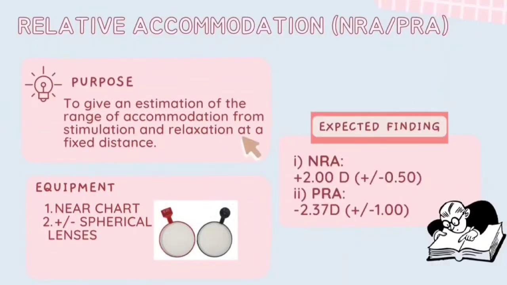Relative accommodation test is to give an estimation of the range of accommodation from stimulation and relaxation at a fixed distance. Expected negative relative accommodation is plus 2 diopter with standard deviation plus or minus 0.5. Expected positive relative accommodation is minus 2.37 diopter with standard deviation plus or minus 1.